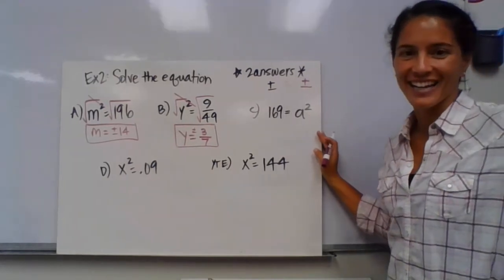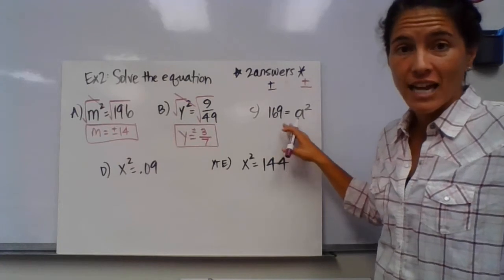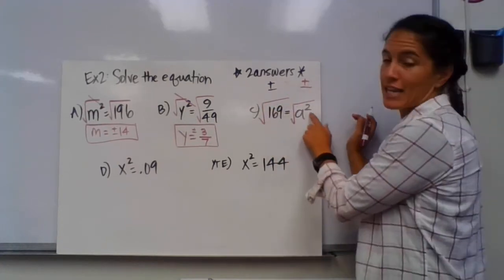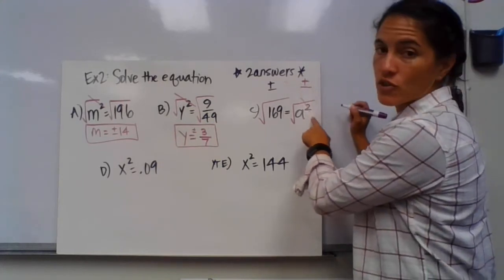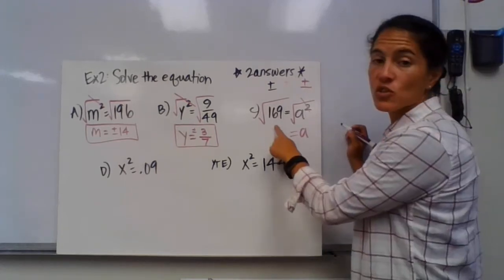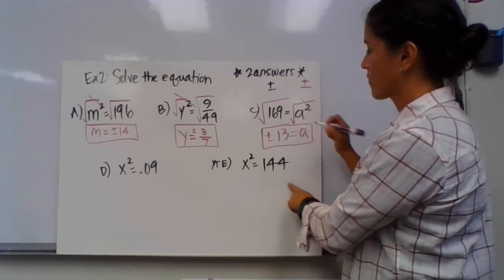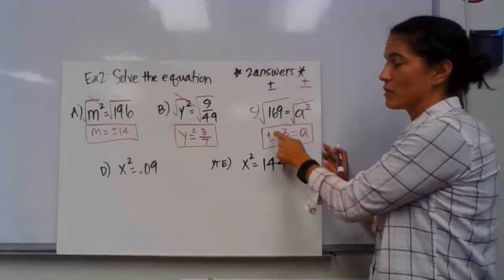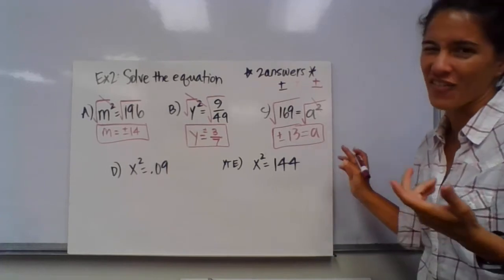All right, number 9. Or C, looks like a 9, it's a C. 169 equals a squared. Again, I'm taking the square root of both sides because I need to undo the square. Those are the inverse operations, so I'm left with A. And the square root of 169 is plus or minus 13. I know my perfect squares, so I would recommend that you learn your perfect squares so this can be easier or faster.